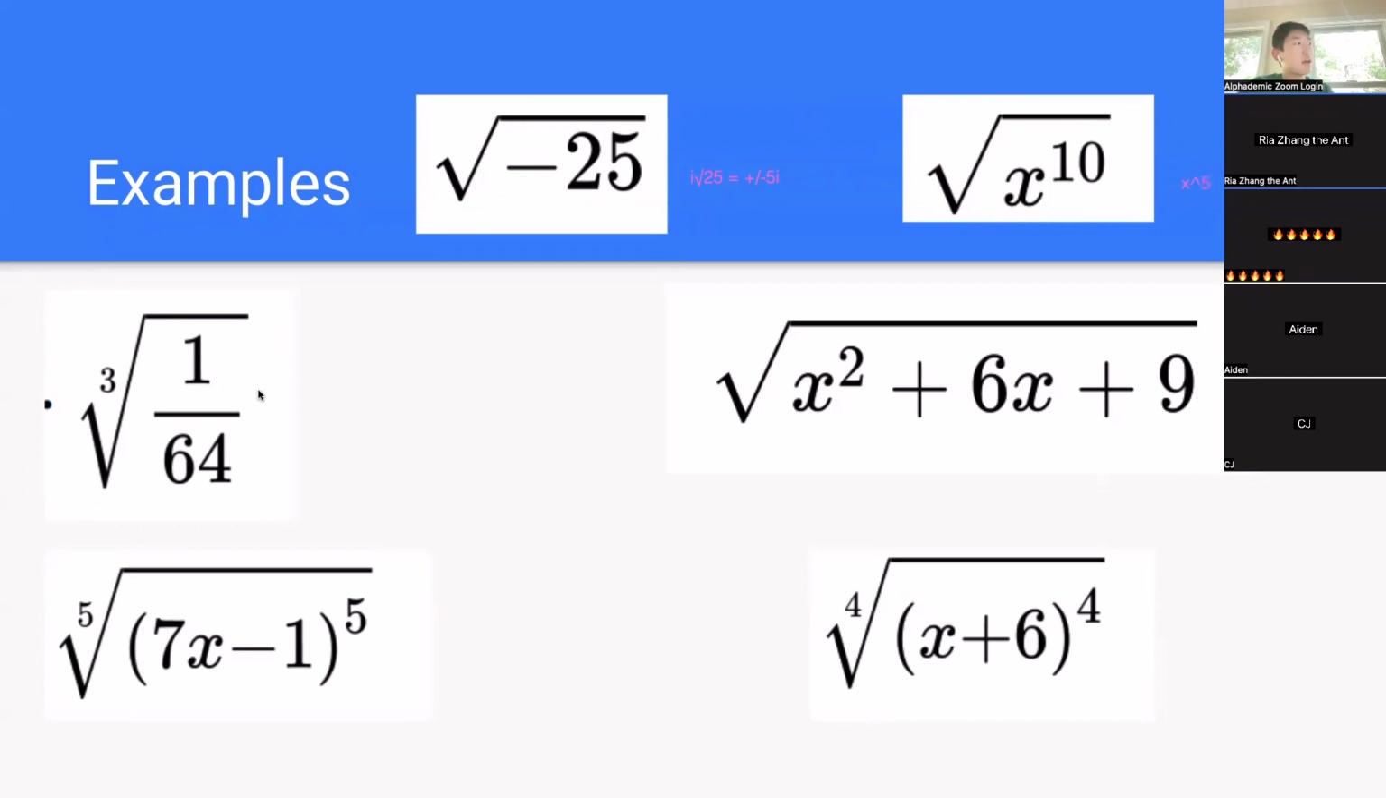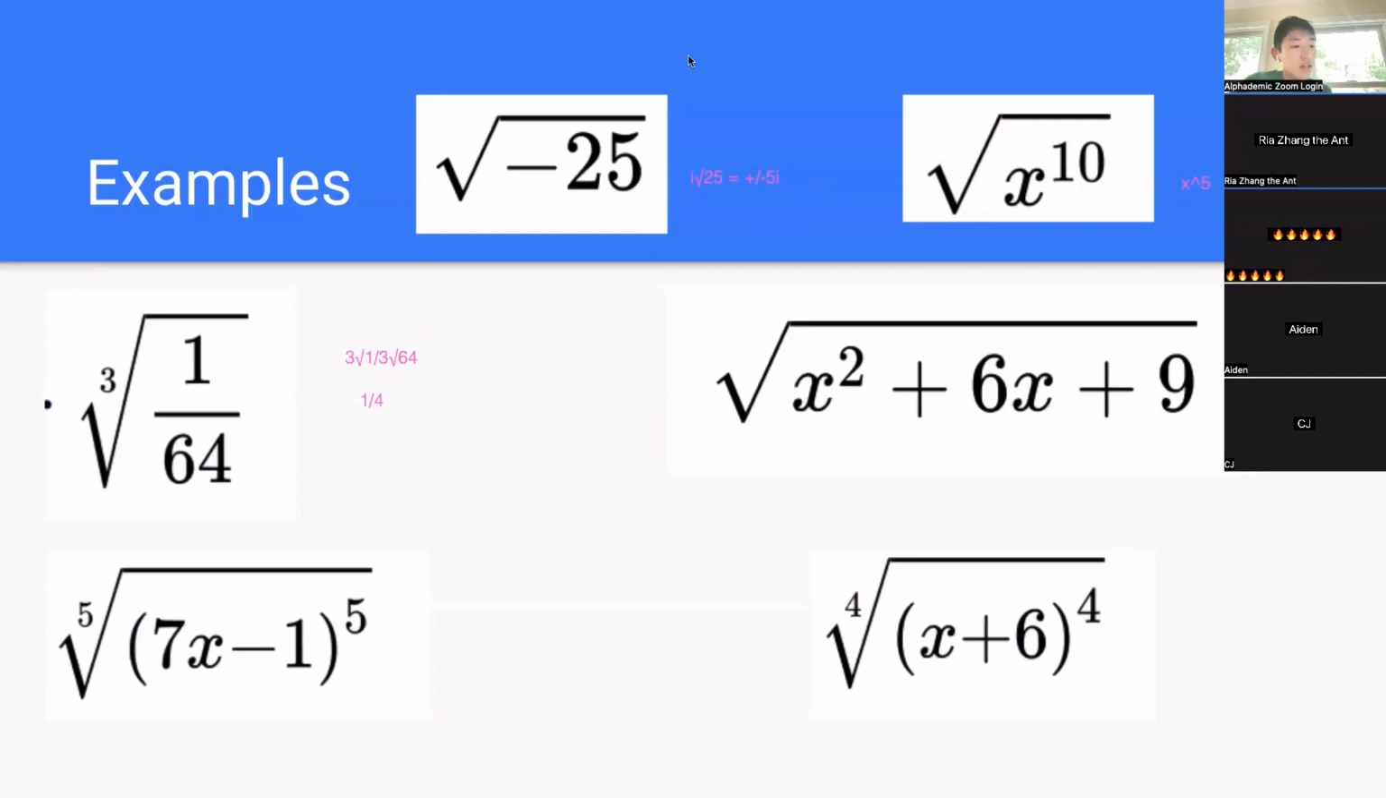And then lastly, for this one, the cube root of 1/64. You can simplify that. I don't know how to express it, but just pretend that 3 root means the cube root: the cube root of 1 divided by the cube root of 64. And then the cube root of 64 is 4. So for this answer, we would just get 1/4.